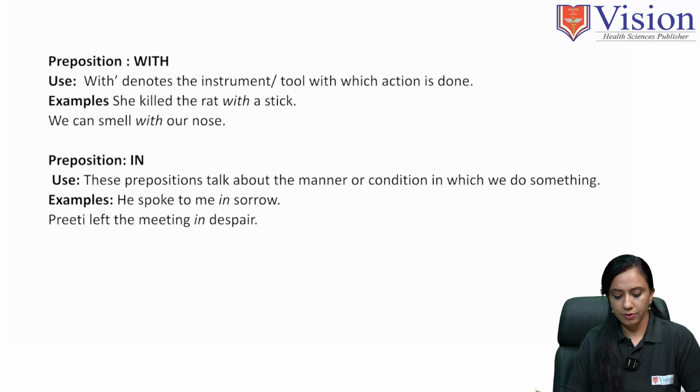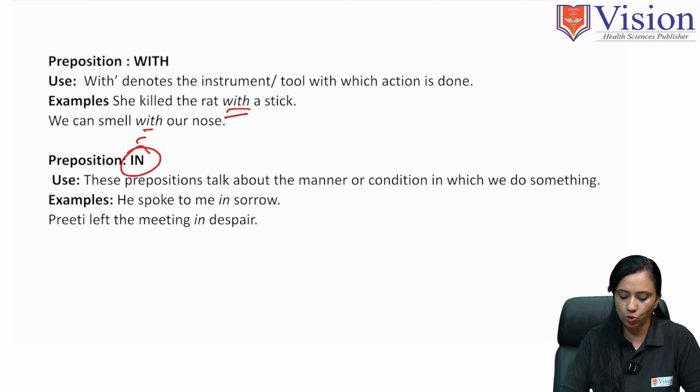Preposition with. With denotes the instrument or tool with which the action is taking place, like she killed the rat with a stick. We can smell with our nose. It's an easy one. In. These prepositions talk about the manner or condition in which we do something. Sometimes we go through sentences like, he spoke to me in sorrow. It is the condition in which we do something. Preeti left the meeting in despair.